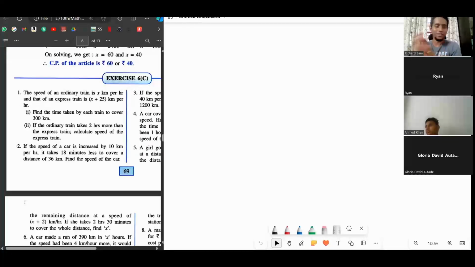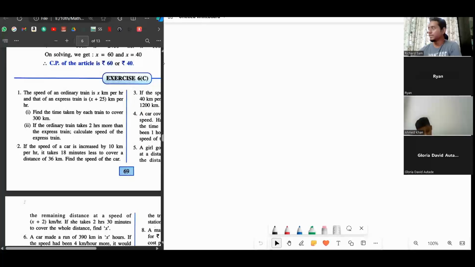Okay, so now we're going to the very important part in this chapter, quadratic equations. These are problems with speed, distance, and time. Most often, these are the questions that will be coming for your exam. All right, let's look at the first question. 6C, question number 1. You have it as question 2 in your textbook.